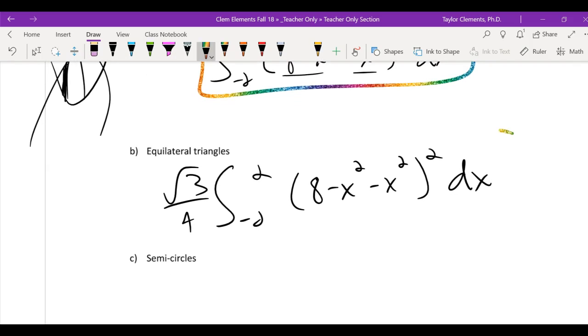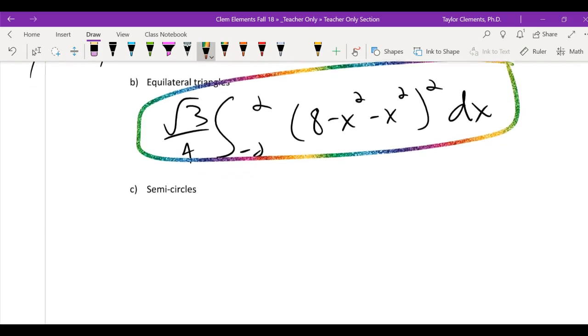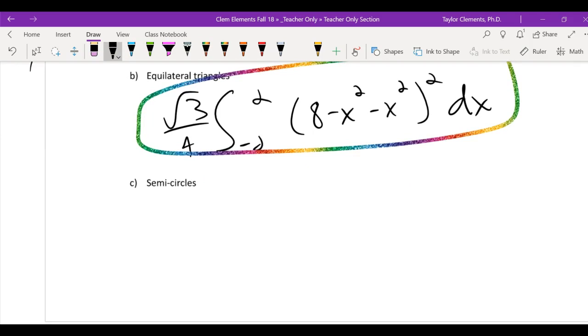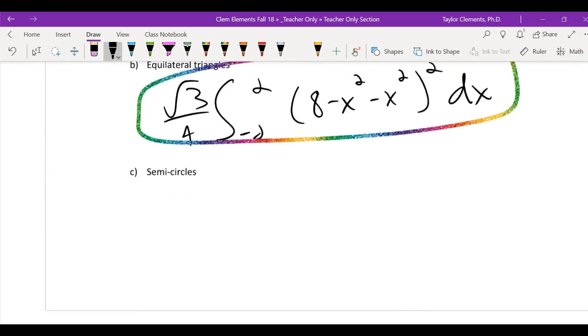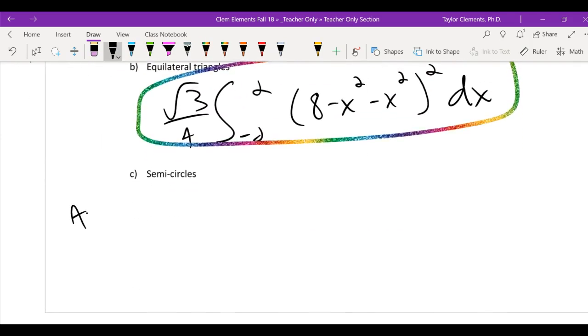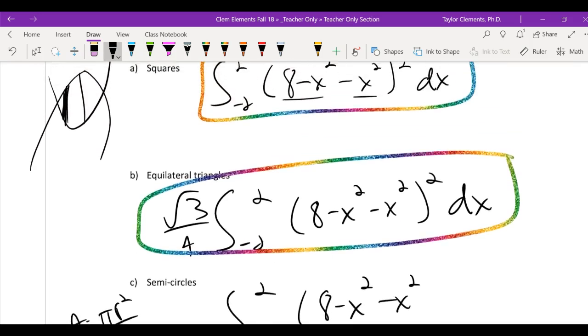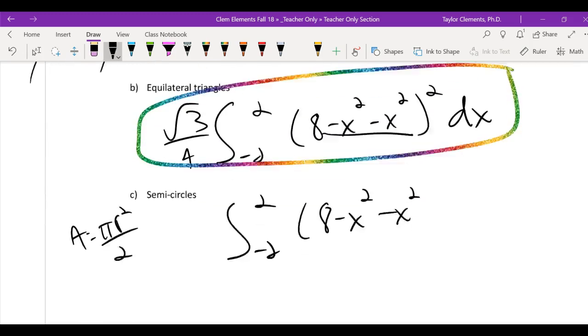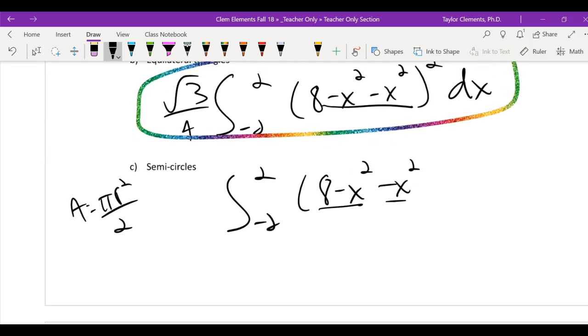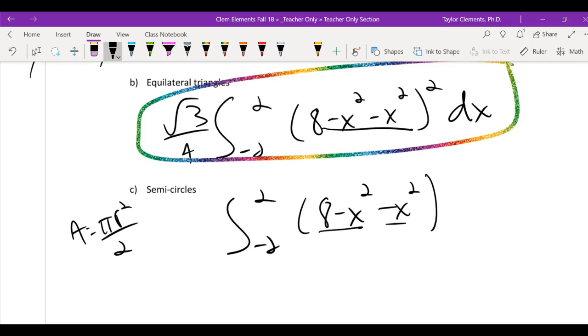Okay. All right, moving on. Same shape as before, but now it's going to be semicircles. So let's see. The area is pi r squared all over 2. So from -2 to 2, 8 minus x squared minus x squared. And if it's annoying to you that I've been doing this and you want to put minus 2x squared, obviously that's fine. I just like showing because it's this one minus this one. So I got pi r squared over 2. So I'll just put the over 2 out here.